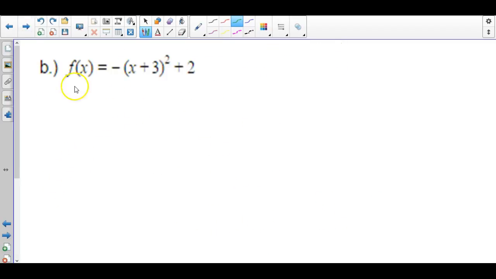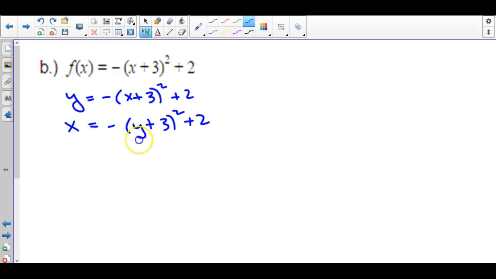Next one, what I'm going to do with this, another quadratic, start off the same way. We're going to take y equals negative (x plus 3) squared plus 2. I'm going to first switch my x and y. And then we're going to try to isolate the y. So the first thing that I'm going to do on both sides is subtract my 2, and that's going to get rid of that.